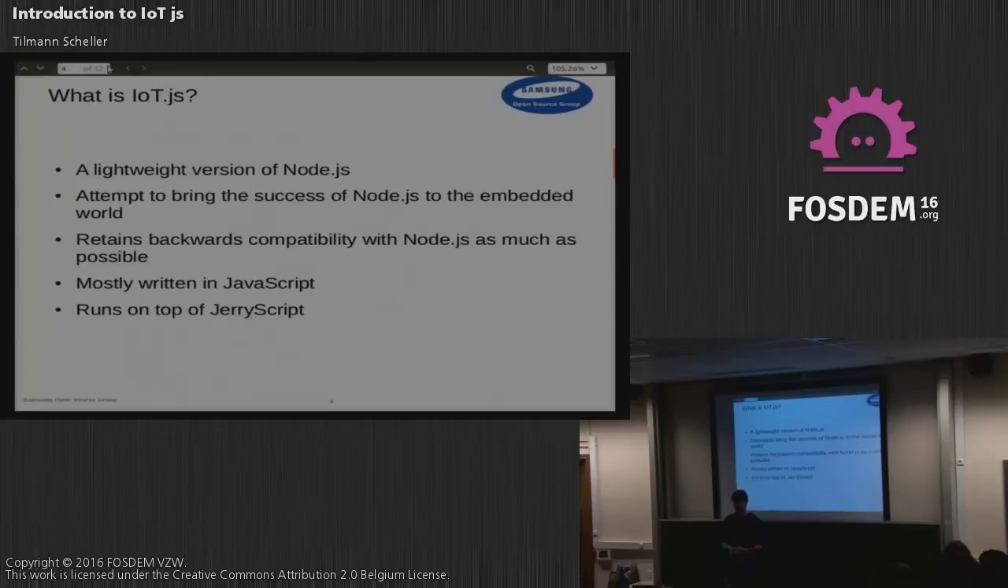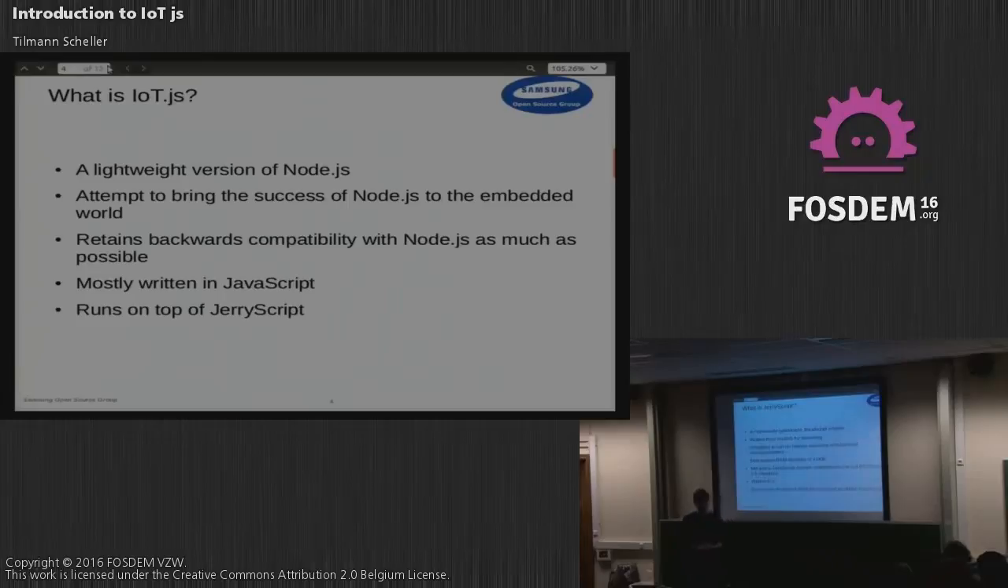And one of the design goals of IoT.js is to be backwards compatible to Node.js. So we want people to be able to move easily between the two. And in terms of implementation, IoT.js really is mostly written in JavaScript. There are a couple pieces in C or C++. And the interesting question is, how do you run this on a microcontroller? And the solution to that is JerryScript.